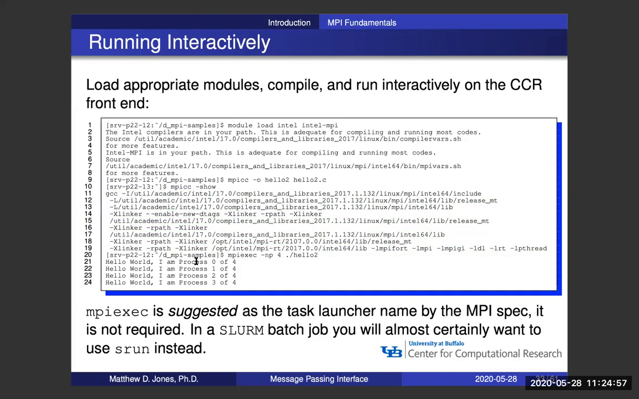Great. Now, I should warn you that that's not necessarily what the task launcher is going to be called, depending on what MPI implementation you're using. In fact, even at CCR, when you're in SLURM, you're going to want to use srun as your task launcher instead of mpiexec, as I'll show you in a later example.